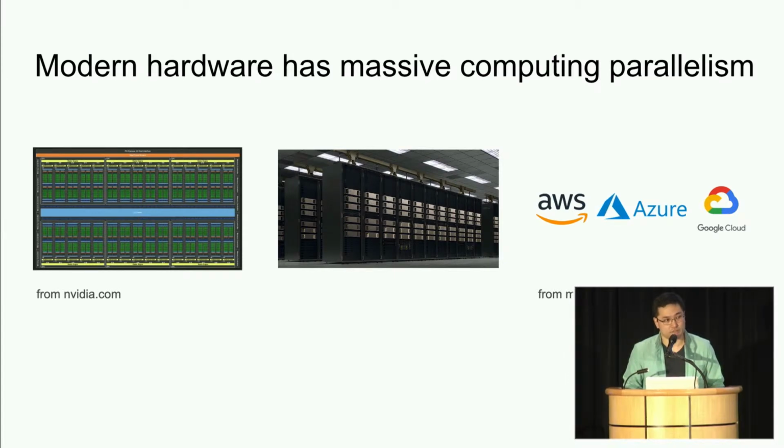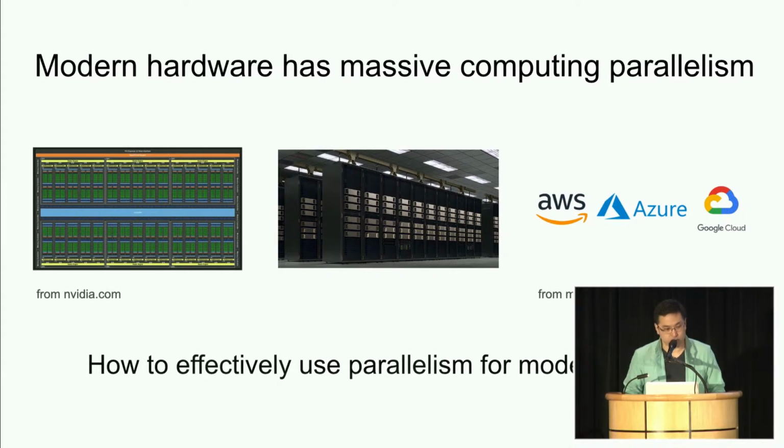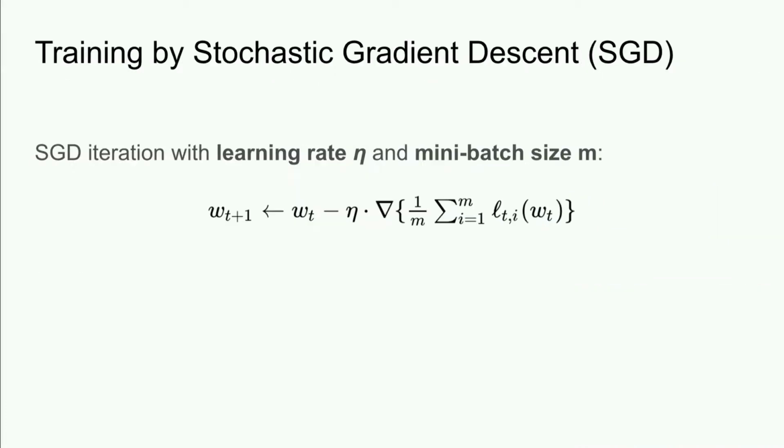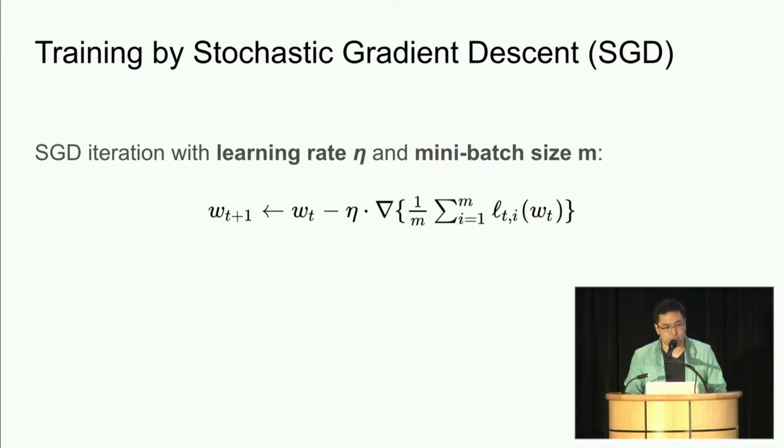So with access to this strong, powerful computing resource, the central problem of modern machine learning practice is how to effectively use the parallelism for modern training. Here the training I'm talking about is basically stochastic gradient descent, right? So if you take a look here, there's one iteration of stochastic gradient descent. You first subsample a mini batch of training data, of size m, and then you calculate the corresponding gradient. And then you rescale this component by the step size eta and apply this to update your parameters.